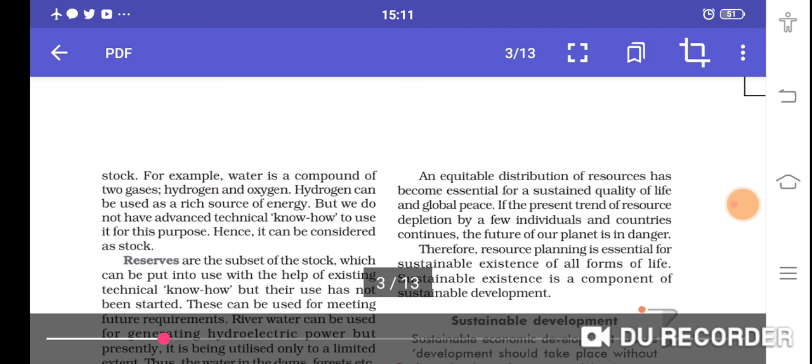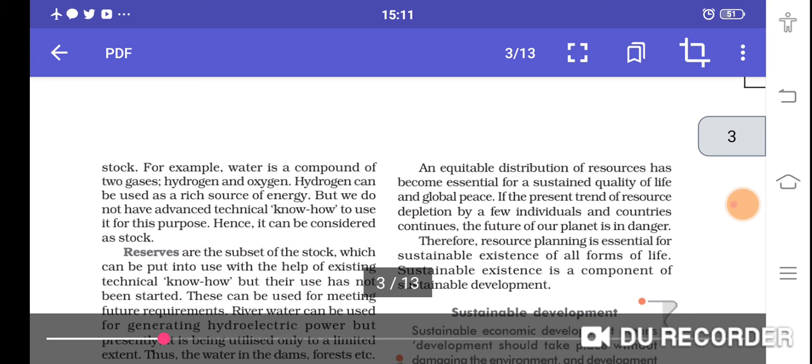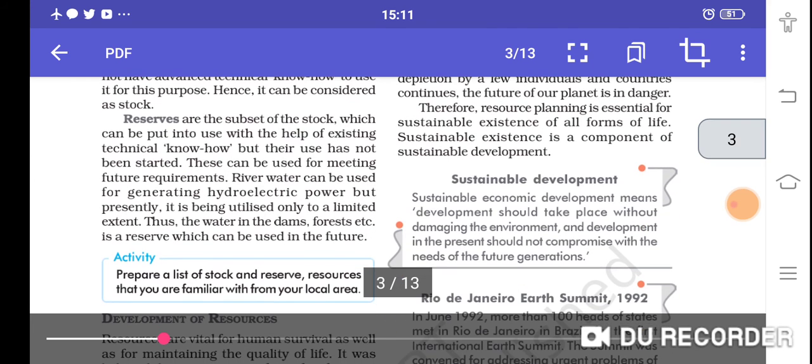For example, water is a compound of two gases, hydrogen and oxygen. So hydrogen can be used as a rich source of energy, but we do not have advanced technology to know how to use it for this purpose. Hence it is considered as stock. Stock is a type of resources which are available, but due to the lack of technology we are not able to use it.